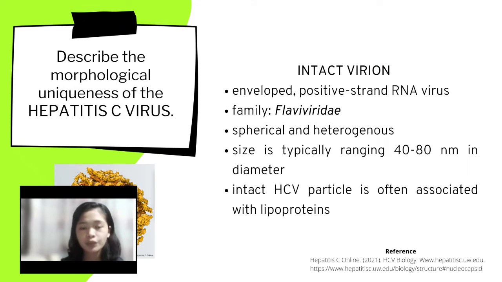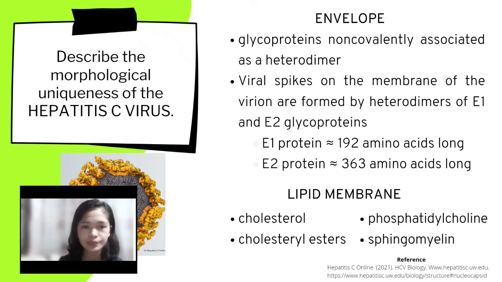Now let's move on to the morphological uniqueness of the hepatitis C virus, wherein we'll discuss the intact virion, the envelope, the capsid, the nucleocapsid, the RNA genome, as well as the lipoviral particles associated with the virus. The hepatitis C virus, or HCV, is an enveloped positive strand RNA virus classified in the Flaviviridae family. The HCV particles are spherical and heterogeneous in size, typically ranging from 40 to 80 nanometers in diameter. Currently, there are 7 genotypes and 84 subtypes of the virus that are recognized. The intact virion is often associated with lipoproteins.